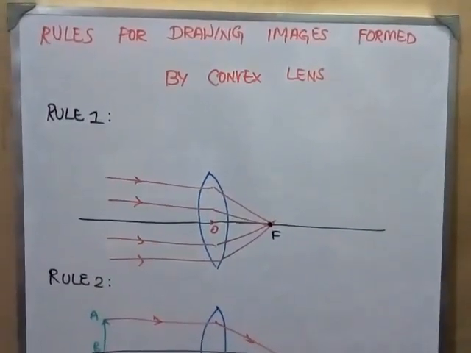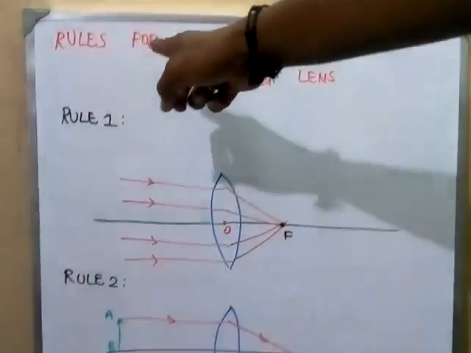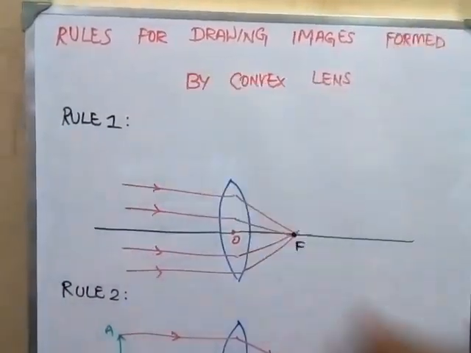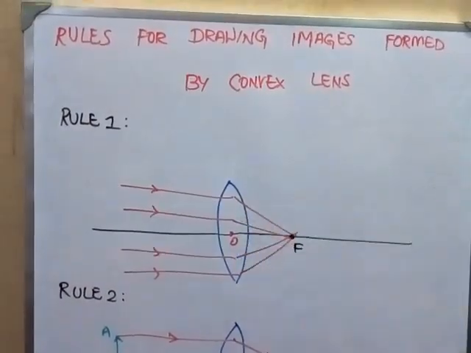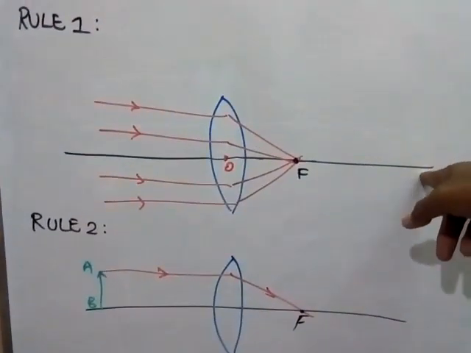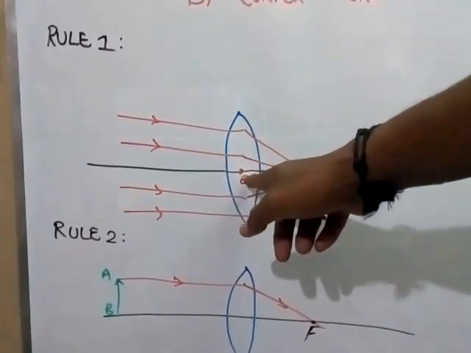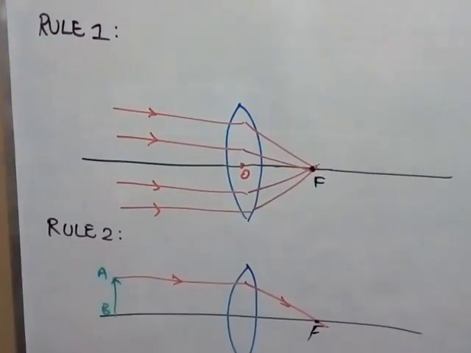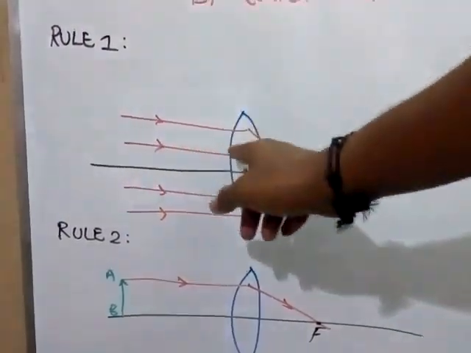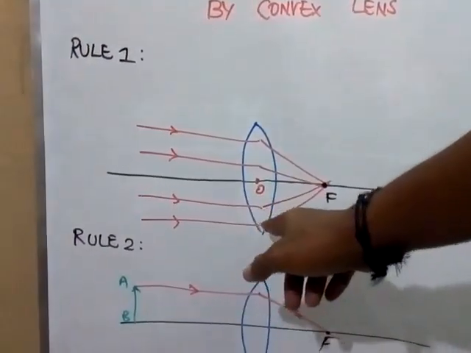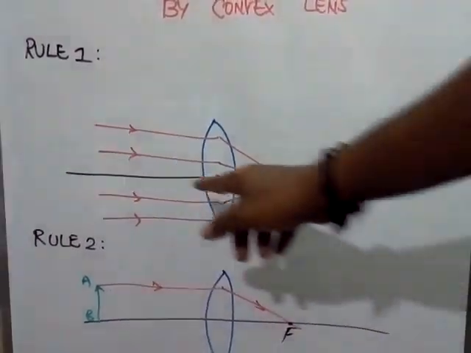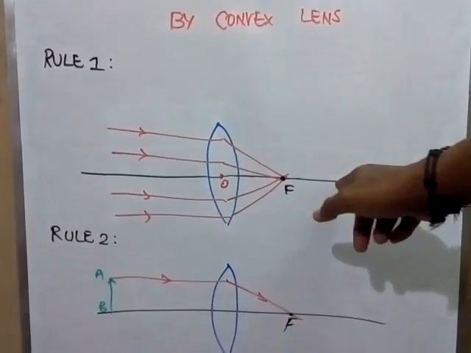Hi, today we are going to see rules for drawing images formed by a convex lens. Rule 1. Whenever you have a convex lens, there will be one line called the optic axis, which is passing through the optic center. Here all the rays coming from an infinite body will always be parallel to the principal axis. This is also called the principal axis.